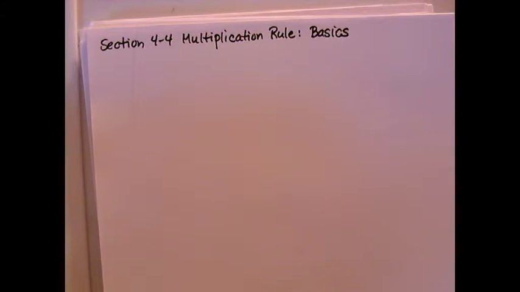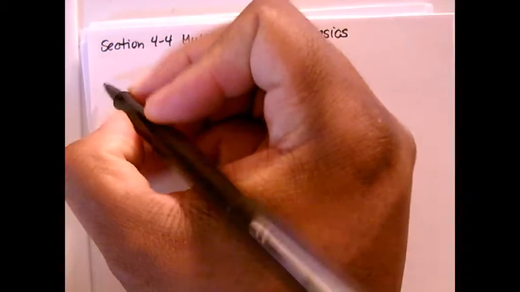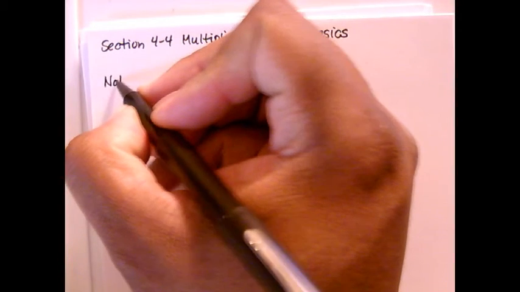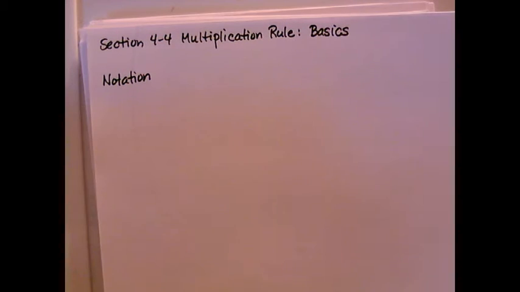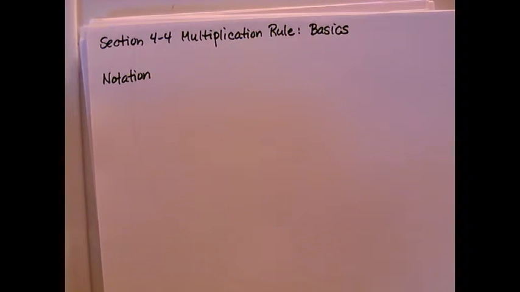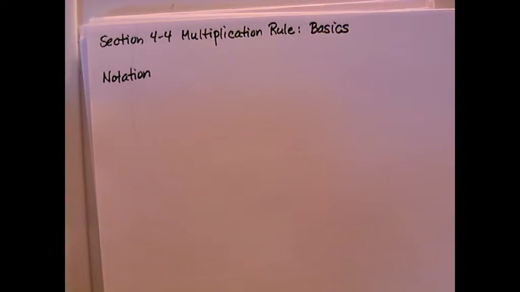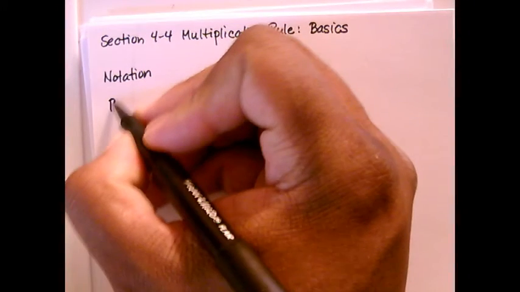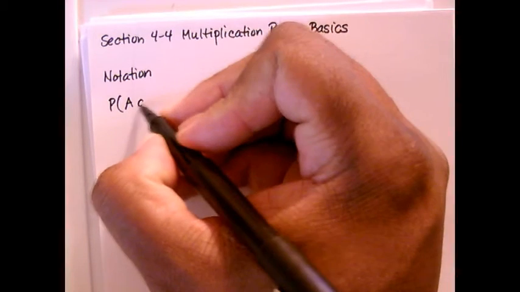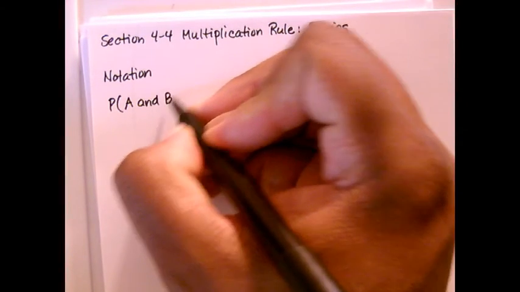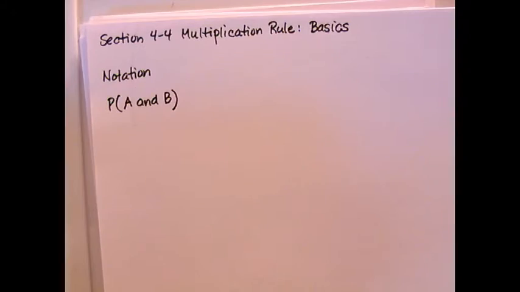Alright, in this video, we're going to be looking at the multiplication rule, and we'll start with the basics. What we'll do is begin with some notation that deals with the multiplication rule. Now, with the addition rule, we have the probability of event A or event B occurring. In this case, with the multiplication rule, we can have the word and in it. So it's the probability of event A and B.